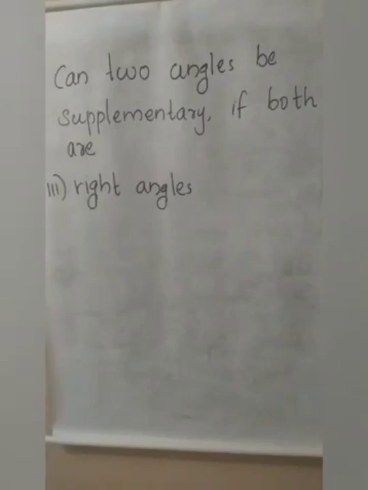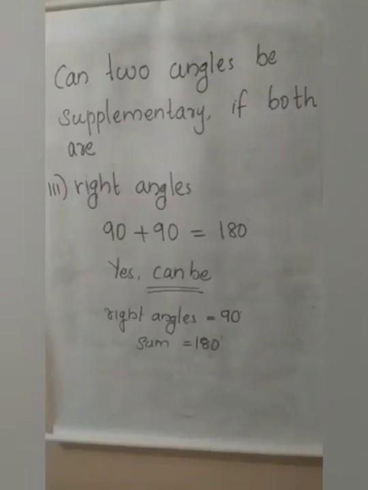When the two angles are right angles, will they be supplementary? What do we mean by a right angle? 90 degrees. If both the angles are 90 degrees, then 90 plus 90, what are you getting? 180. Then you can say they are supplementary. So when both angles are right angles, 90 plus 90 gives 180, so they can be supplementary.